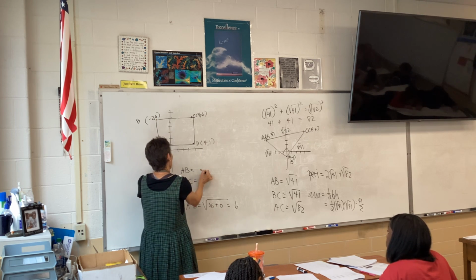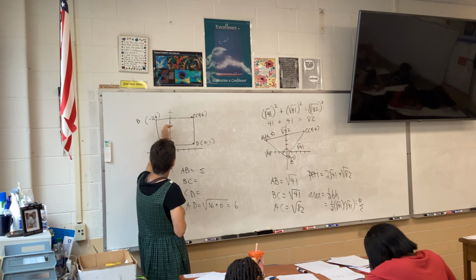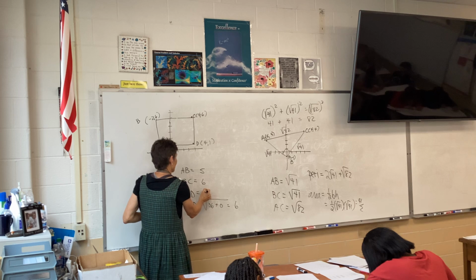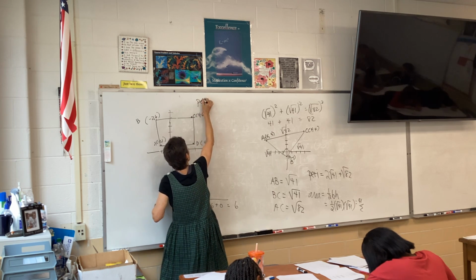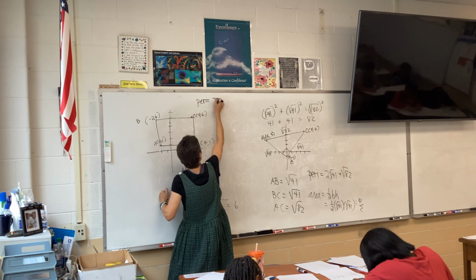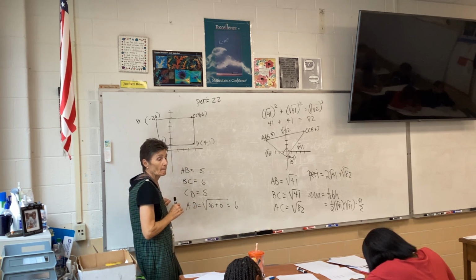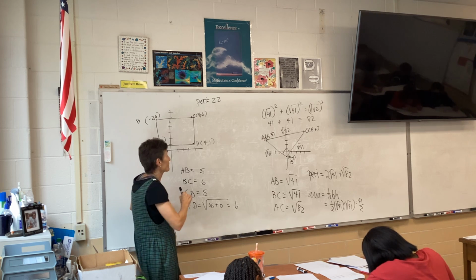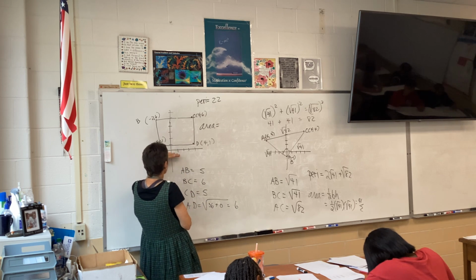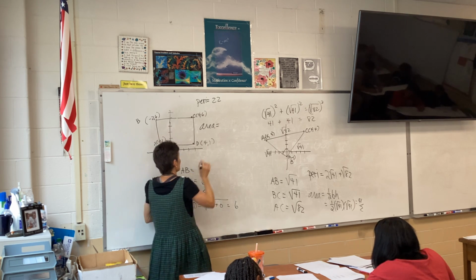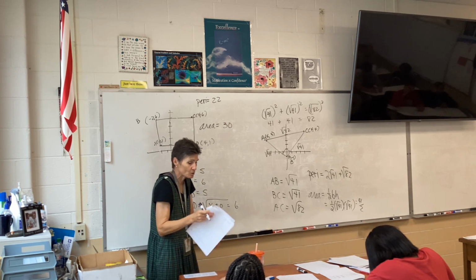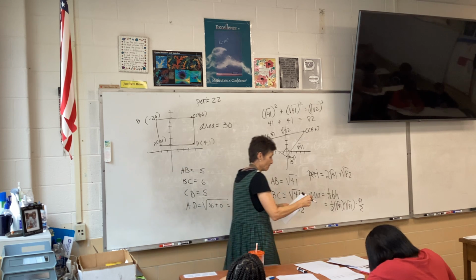For AB, did you get 5? Yeah. For BC, did you get 6? Yeah. And for CD, did you get 5? Yes. So what's our perimeter? 22. 5 and 5 and 6 and 6, 22? It's a rectangle. How do we find the area for a rectangle? Base times height, length times width. Did you get 30? That was so easy. I thought that was going to be more fun than that.